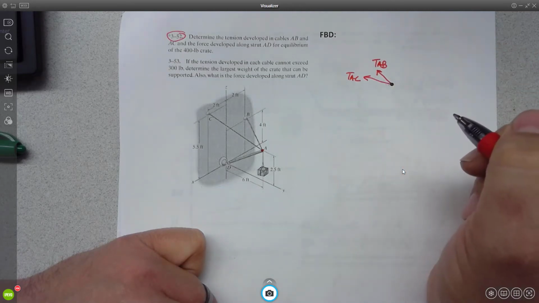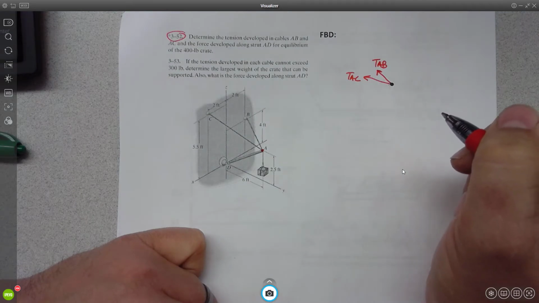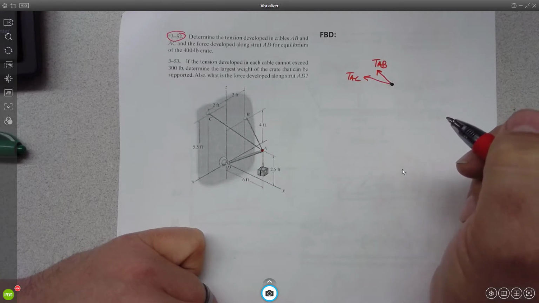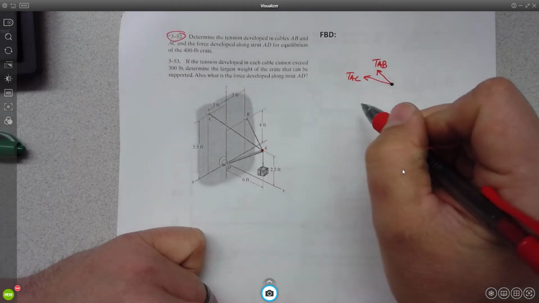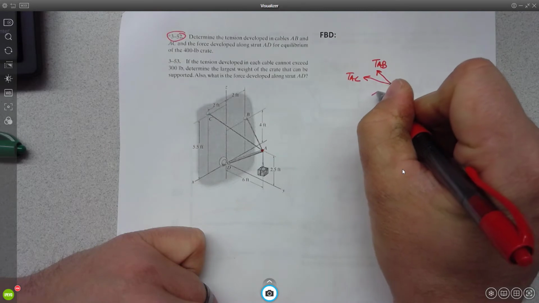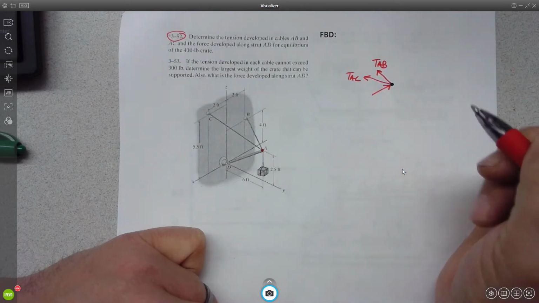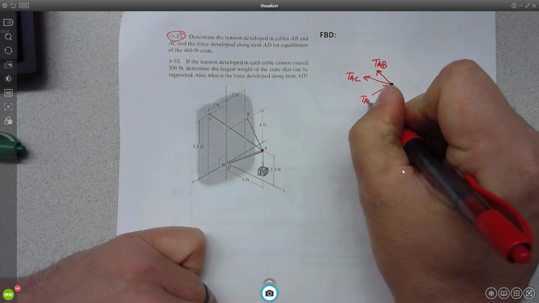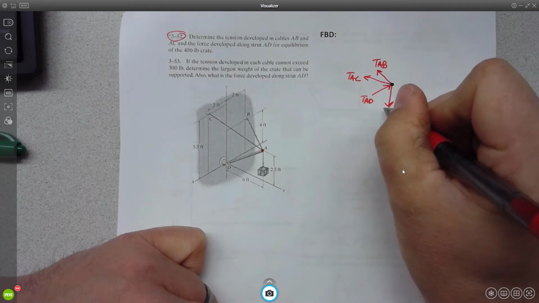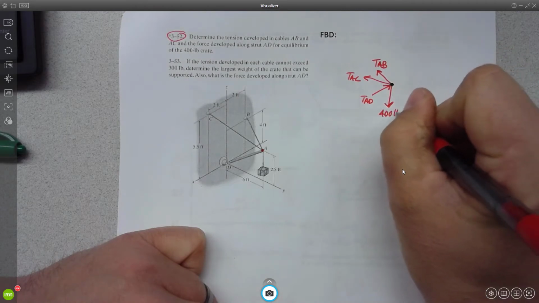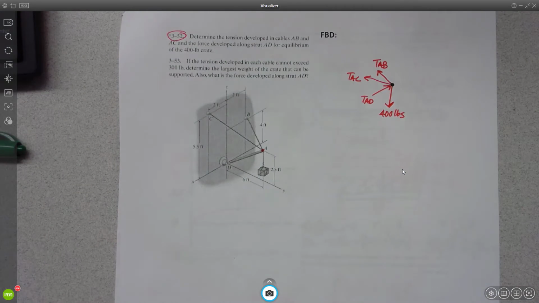which way do you want to draw TAD? Do you want to draw it in compression or in tension? Yeah, so our rule is if we don't know, we draw them all in tension, right? But this one we know it has to be in compression because it's the only thing capable of compression, and if we don't do it, we're going to be accelerating to the left. So let's go ahead and live on the wild side, right? It'll still work with TAD being compression, and then the load of 400 pounds. Okay.